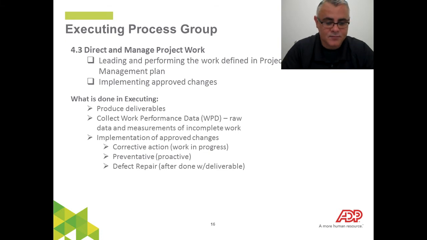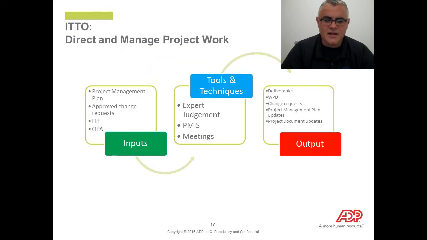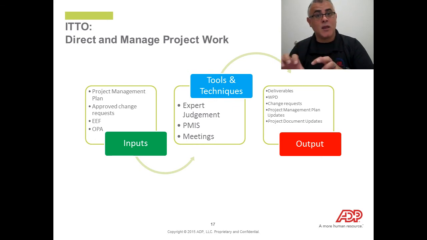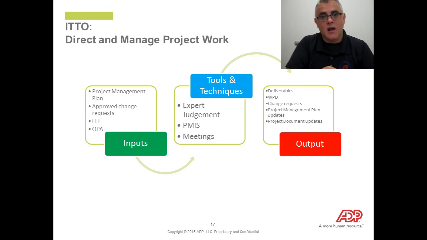All right, so let's look at the ITTOs on page 17 or slide 17. When we execute the project, we need the project management plan. We need to know what is the work. In that project management plan, you're going to have your work breakdown structure that tells you what the work packages are that you're going to be working on. It's going to tell you what the scope is. It's going to have the requirements. It's going to have all the detailed information so you and the project team know exactly what you're going to be working on.